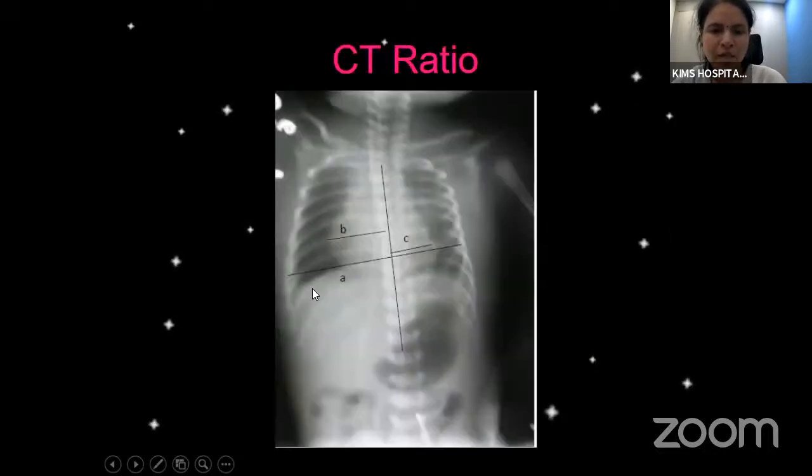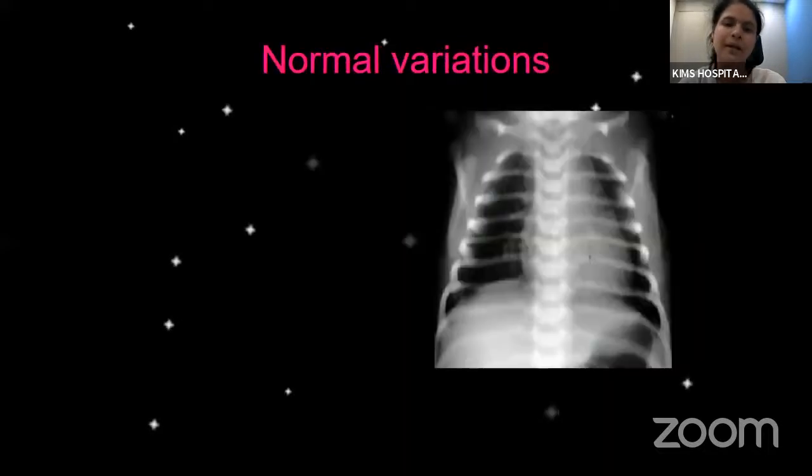So typically the CT ratio is taken as normal in a newborn if it is up to 0.60, whereas in adults or in the pediatric age group, a CT ratio which is more than 0.50 may be taken as suggestive of cardiomegaly.